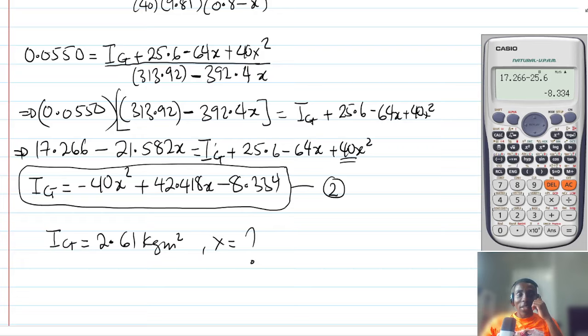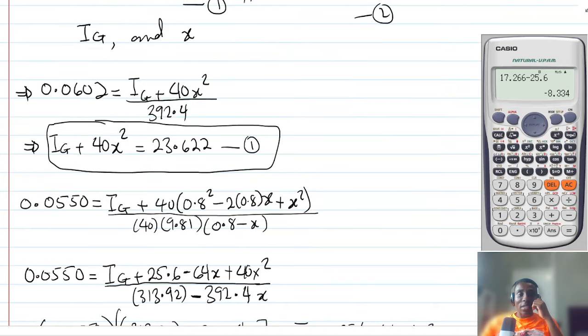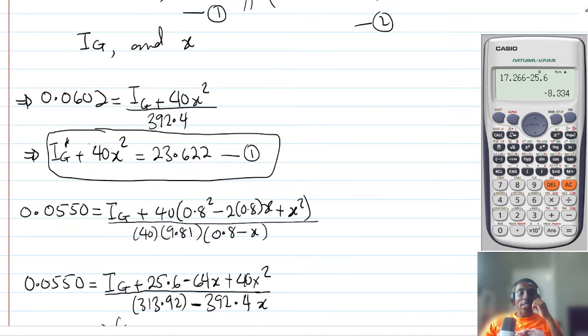In other words, pick this Ig and put it here and use it to solve for x. Then you can solve the other.